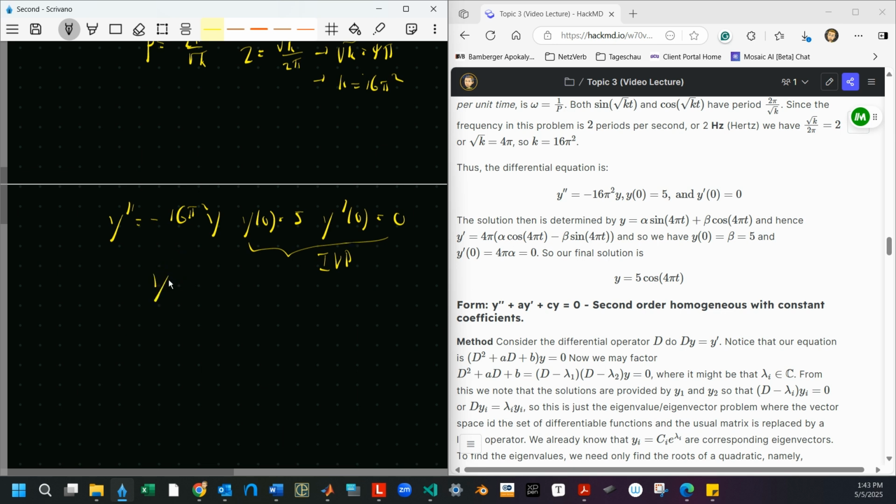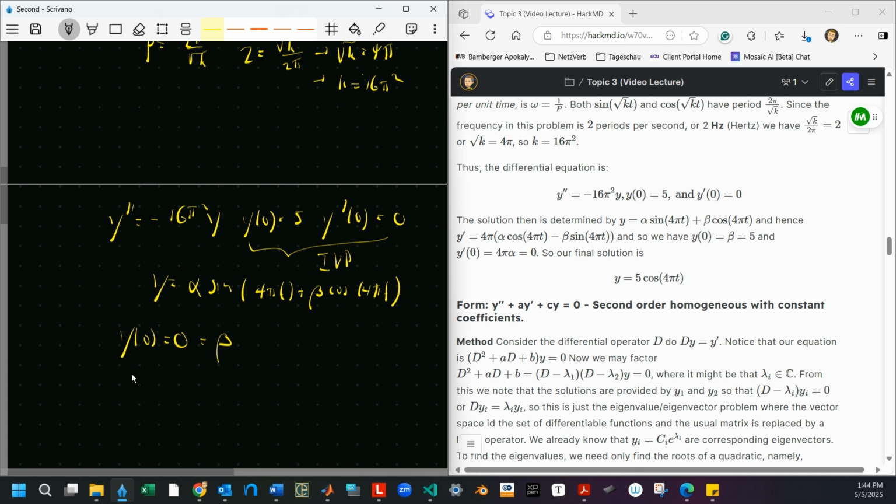All right, and so we look at this and we get that y equals, remember it was alpha square root of k, so that's the 4 pi, right? So y equals alpha sine 4 pi t plus beta cosine 4 pi t, right? And you have y of 0 equal to 5. So that's alpha sine 4 pi times 0, which is just sine 0, which is 0, plus beta cosine 0, which is 1, so beta.